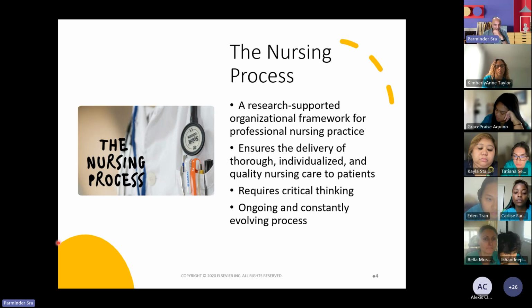Now, as far as implementation, in order to achieve these goals, short-term and long-term, what are you going to do? That is your implementation. So if you're giving them pain medication, that's your implementation. That's what you're actually doing to help the patient achieve the goals, right?